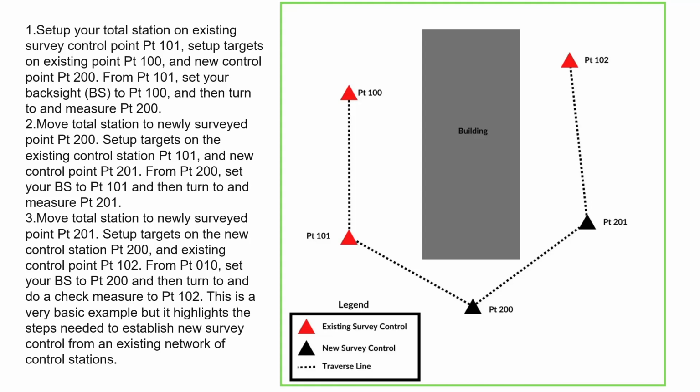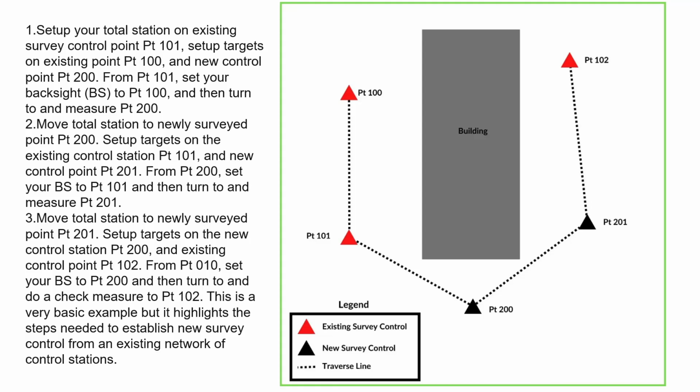Then we should move the total station to newly surveyed point 200. Then set up targets on the existing control station point 101 and new control point 201. From point 200, we set our backsight to point 101 and then turn and measure point 201.